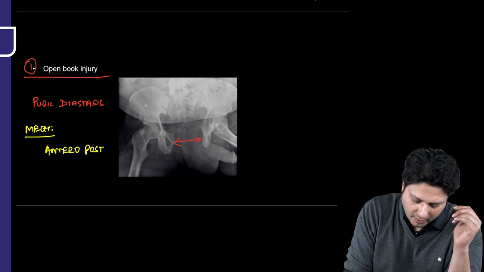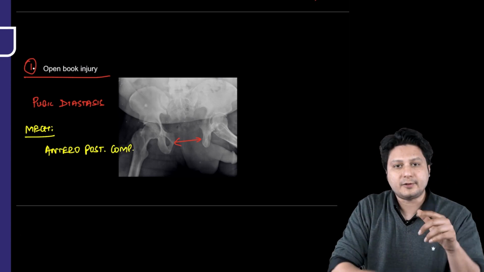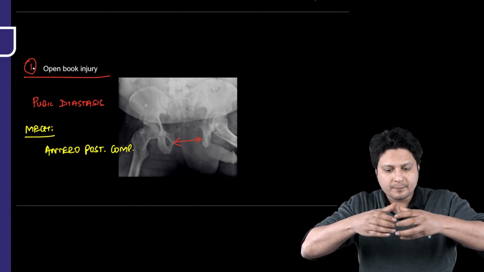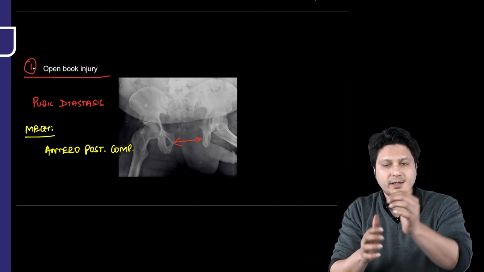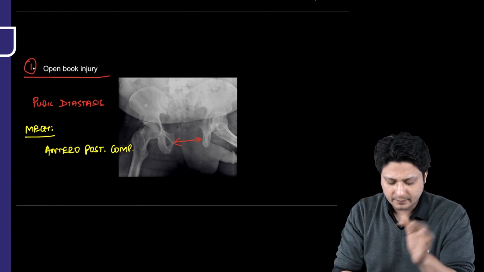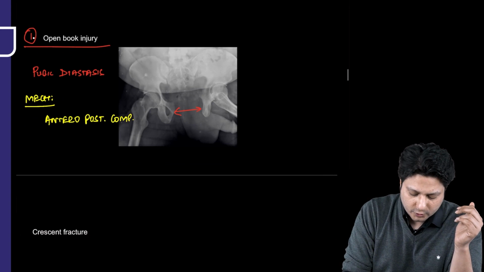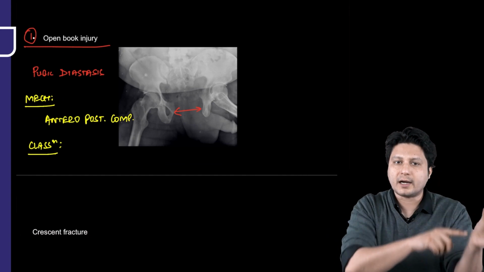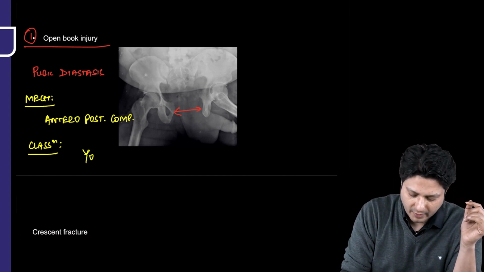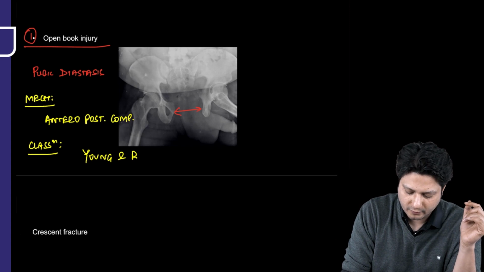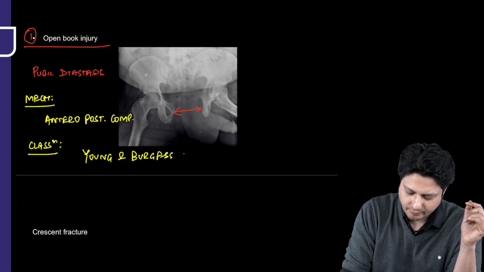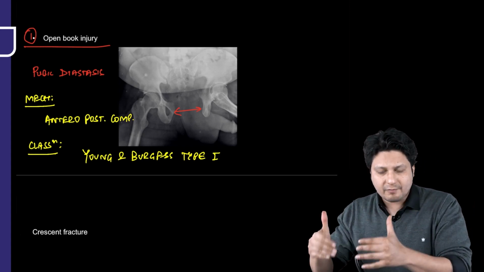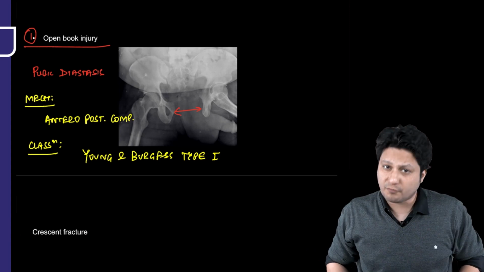That means if the pelvis is subjected to an antero-posterior force, it will result in a tear of the interpubic ligament, so there will be opening of the pelvis like a book. So it is a result of antero-posterior compression injuries. That is the mechanism. And if you want to classify this open book injury according to Young and Burgess, it is Young and Burgess type 1 injury, because type 1 injuries to the pelvis are because of antero-posterior compressive forces.